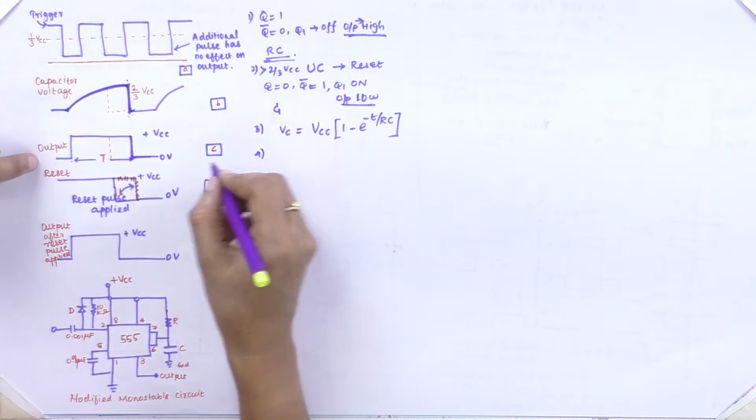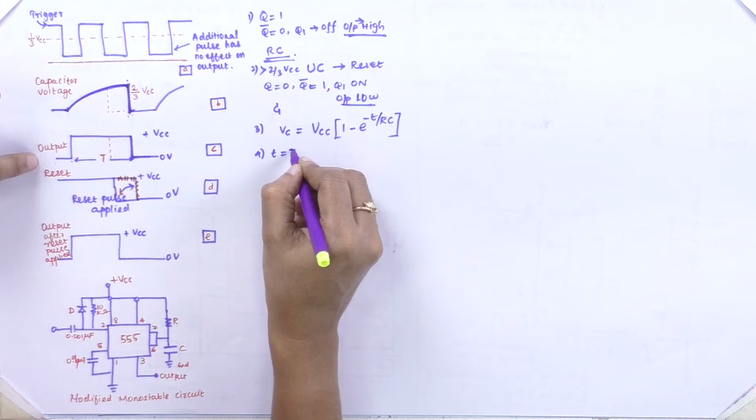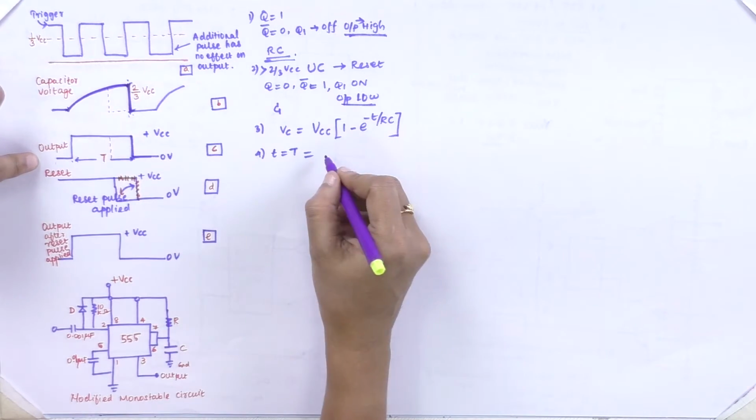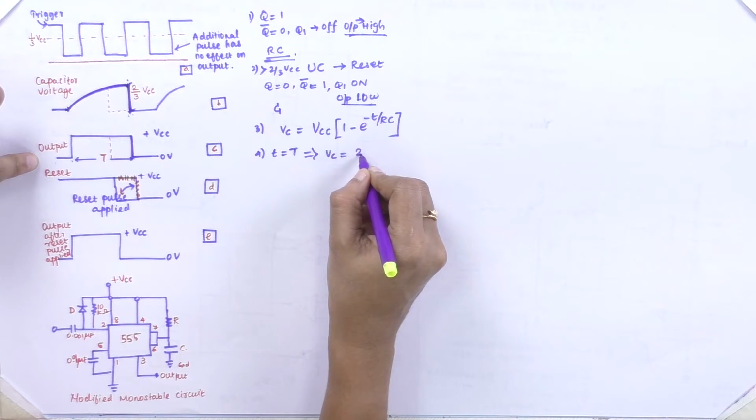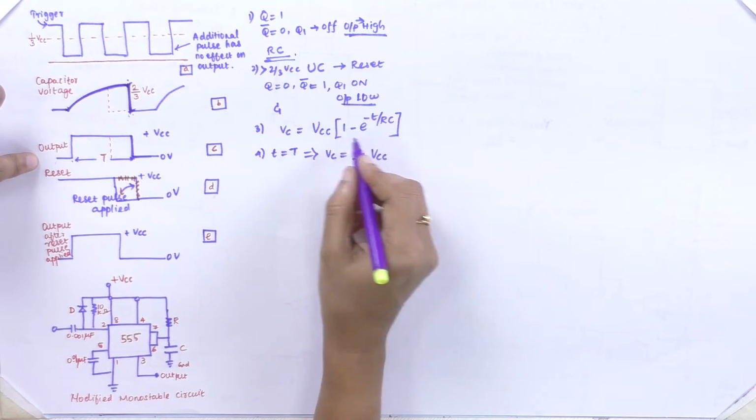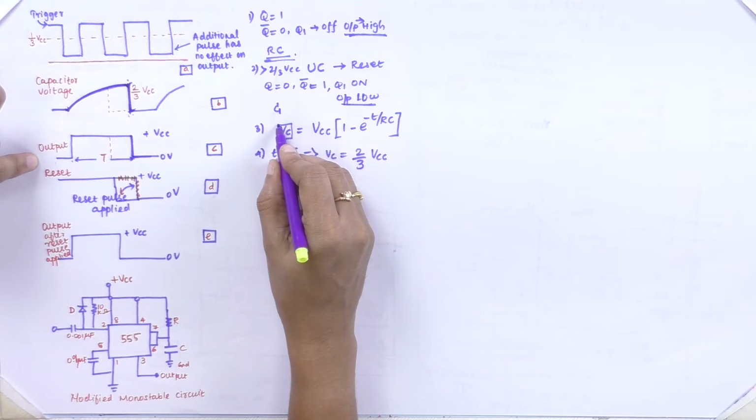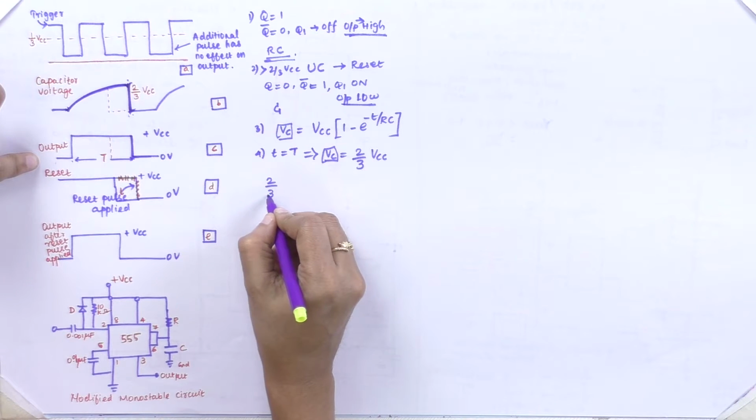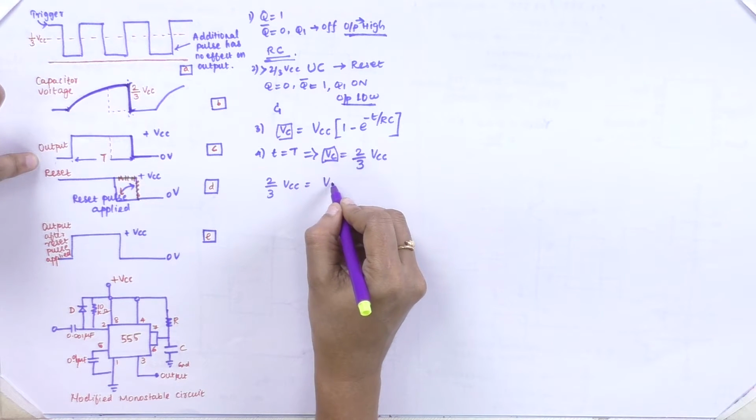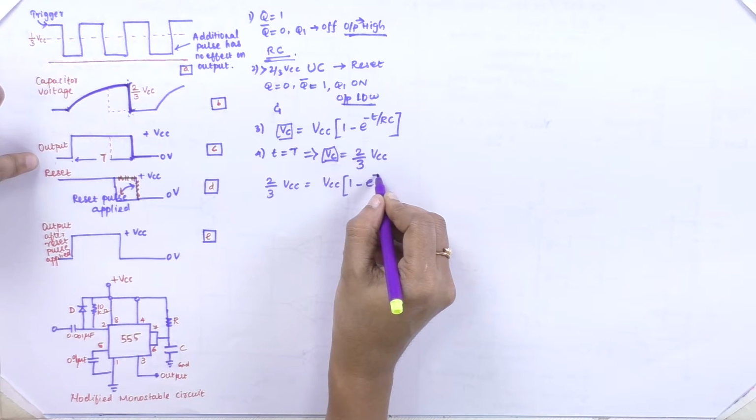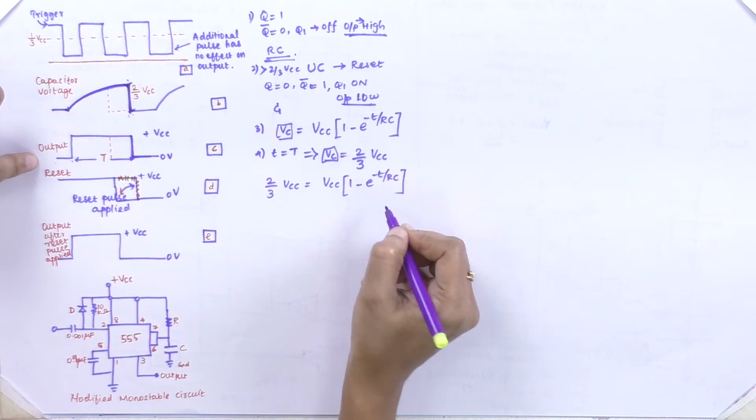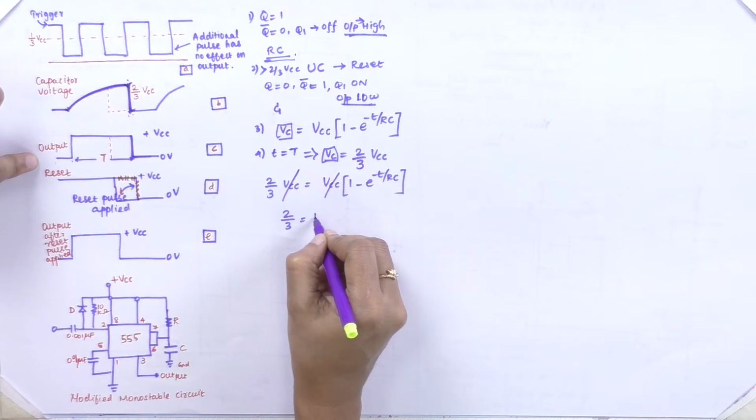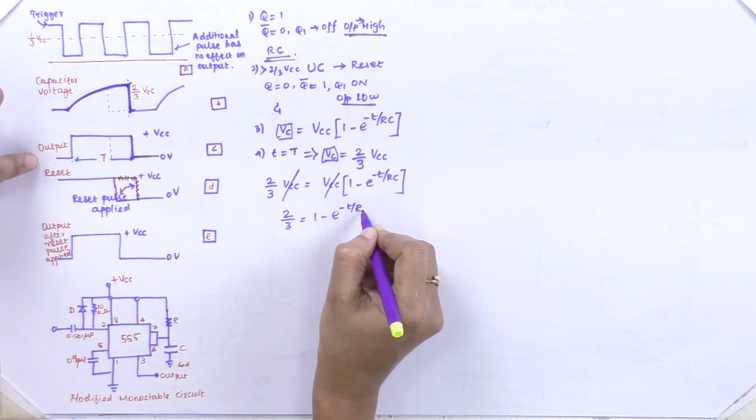And the fourth condition, at t is equal to capital T, you reach the maximum voltage of 2 by 3 Vcc. Then your capacitor voltage will be 2 by 3 Vcc. So in this we are going to equate this Vc and this Vc. So here 2 by 3 Vcc is equal to Vcc into 1 minus e power minus t by RC. Then your Vcc factor gets cancelled. 2 by 3 is equal to 1 minus e power minus t by RC.